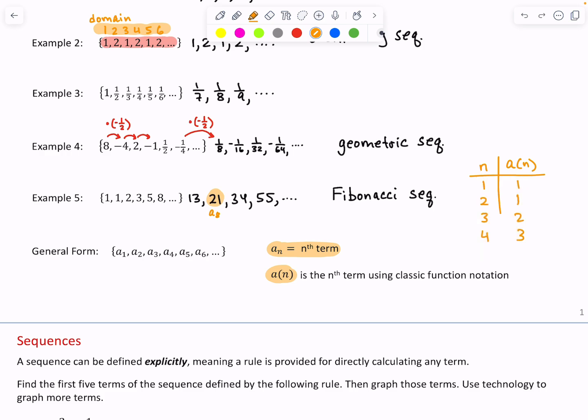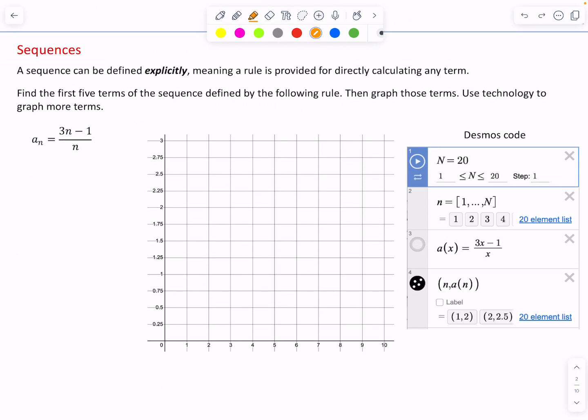Okay, next page. A sequence can be defined explicitly, meaning a rule is provided for directly calculating any term. Find the first 5 terms of the sequence defined by the following rule. Then graph those terms. Use technology to graph more terms. So here we have a sub n, standing for the nth term of a sequence, and it's given by this explicit formula.